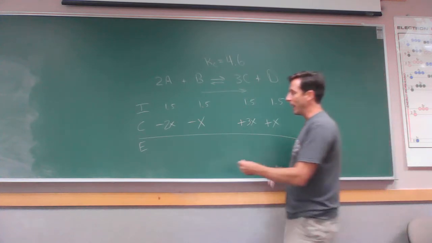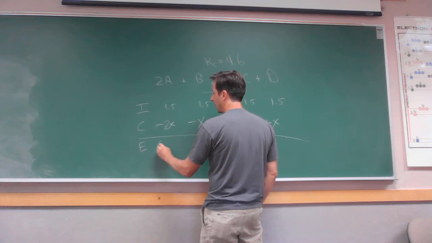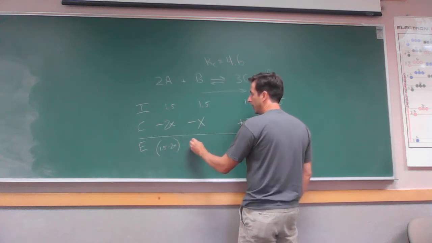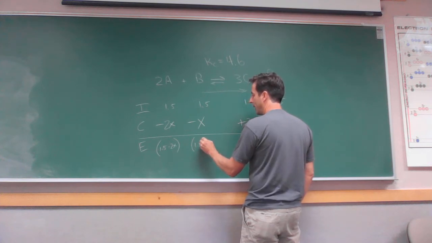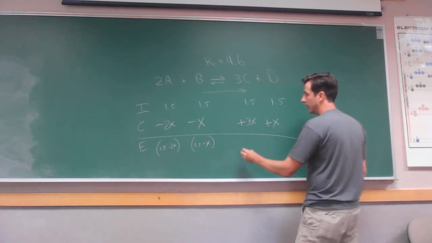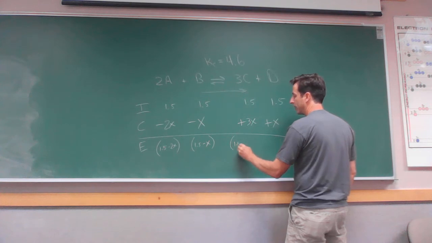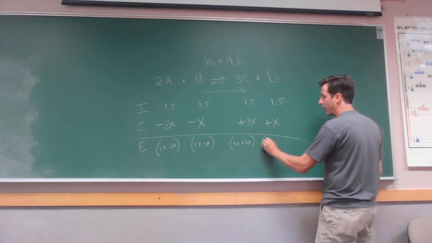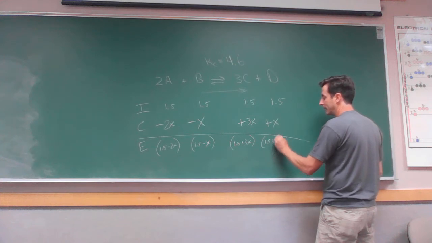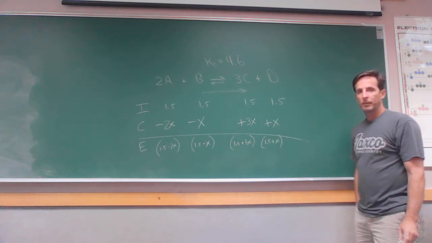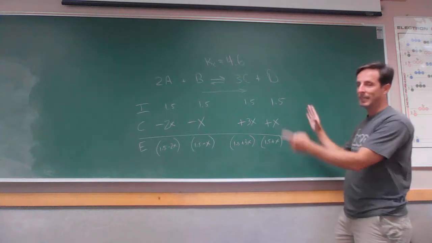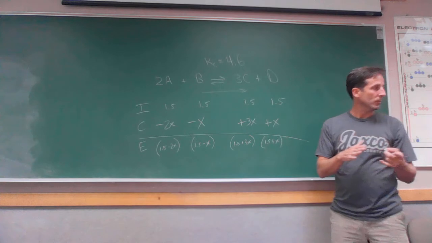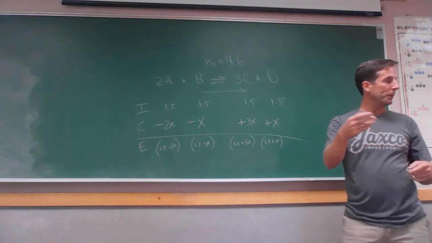So then I can summarize my values: 1.5 minus 2x, 1.5 minus x, 1.5 plus 3x, and 1.5 plus x. All right, now that's my ice table all set up. I could go one more step. The problem doesn't ask me to. Well, it does ask to write the equilibrium expression.